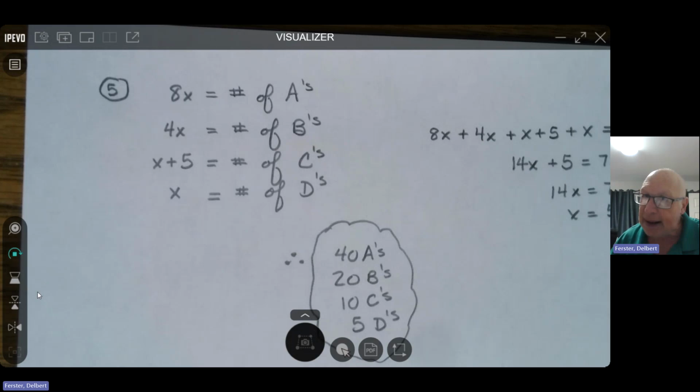Be careful on A's. The reference point for A's is B's, not D's. And it does say in the problem that there were 2 times as many A's as B's. So 2 times 4X gets us 8X to represent the number of A's.